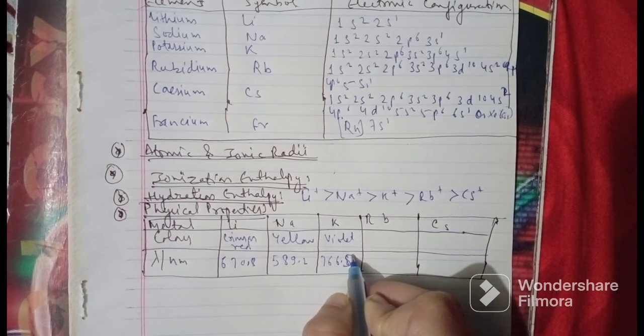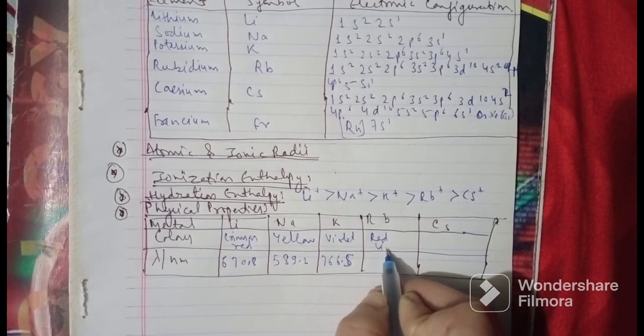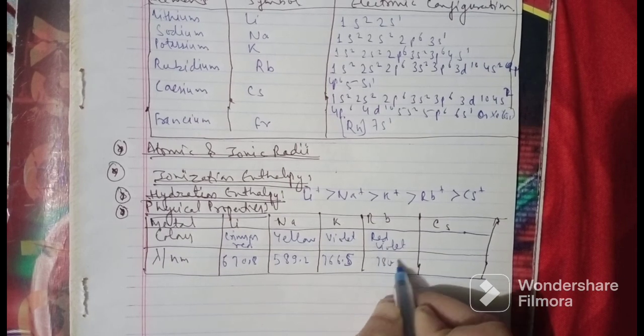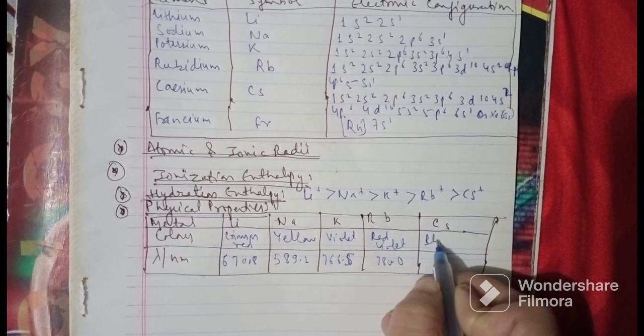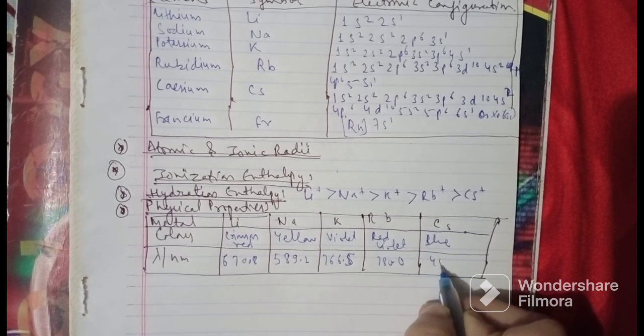And the next we have for rubidium, red-violet, it is 780.0. For cesium it will be blue, 455.5.